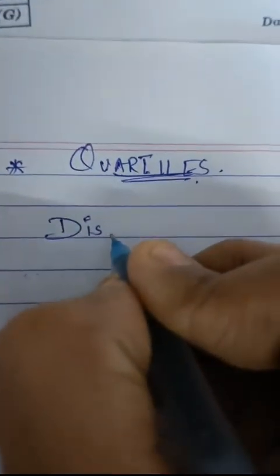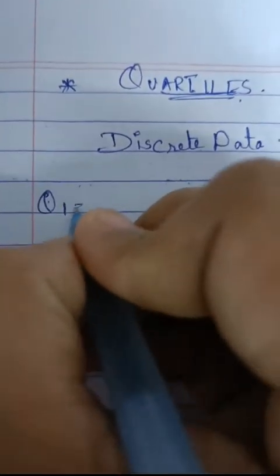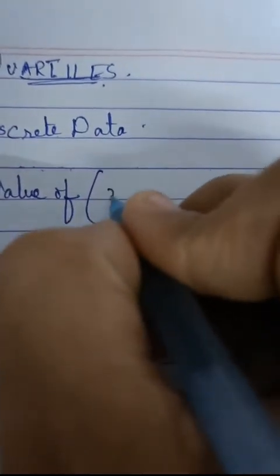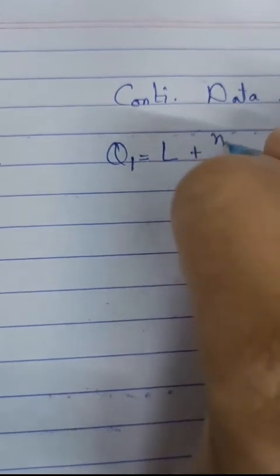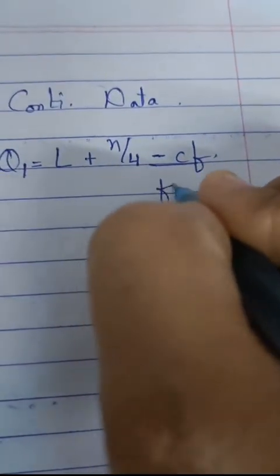In that again for discrete data, and same way for continuous data. Okay, for Q1 it will be same, the value of (n plus 1) upon 4 divided by fourth observation. Okay, but here it will be what? Q1 equals L plus n by 4. Okay, n by 4 will come, plus 1 will not come, minus CF, rest of other will be same as the median, upon F into C.